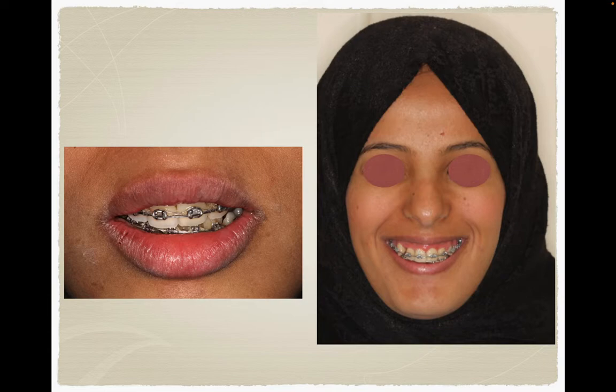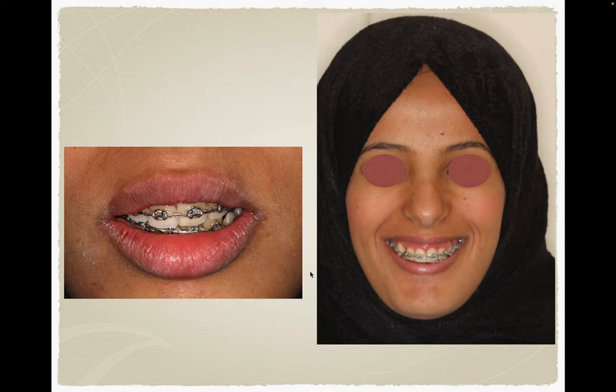For example, if you look at this gummy smile and say, okay, I'm going to do an intrusion for these upper incisors, but the etiology was a hyperactive upper lip, and the patient during rest shows normal incisors. When you do intrusion, the gummy smile will improve, but the patient will show no teeth during rest, which gives her an older appearance.